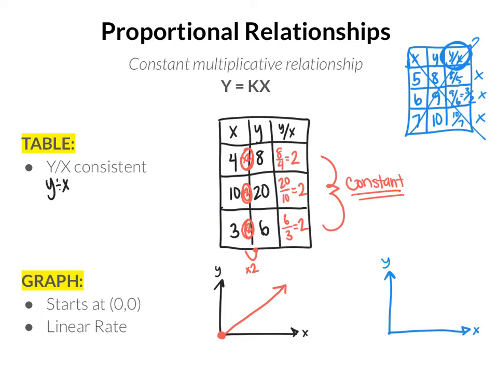So if my graph doesn't start at 0, 0, but starts somewhere up here on the y-axis, it's already not proportional. You also might see a graph that increases proportionally, but then becomes more stagnant and then increases again. There's a break in this graph. There's no longer a constant proportional relationship like there was in our first one, so this one is not proportional.